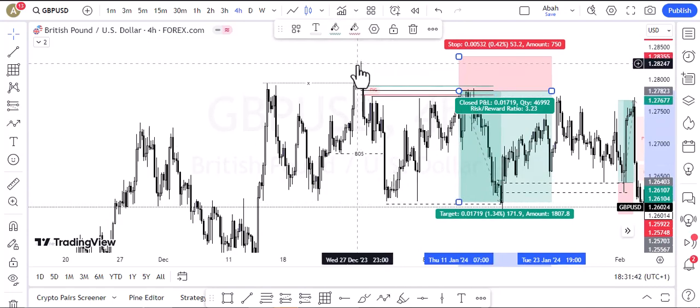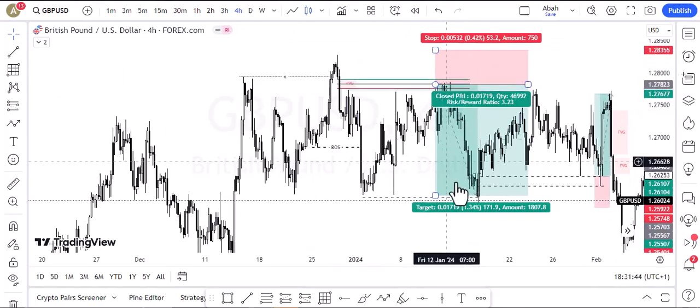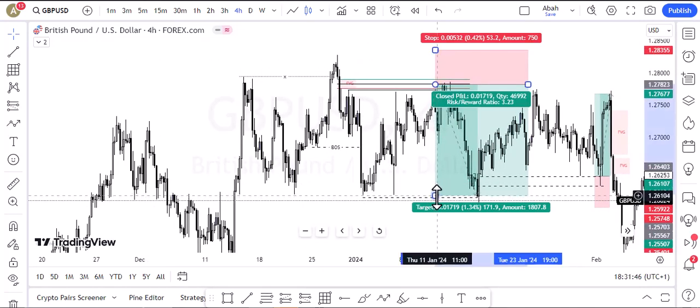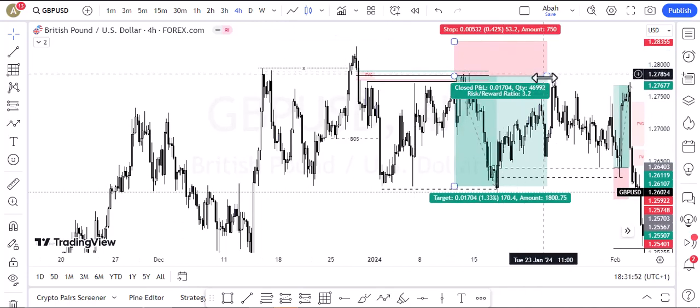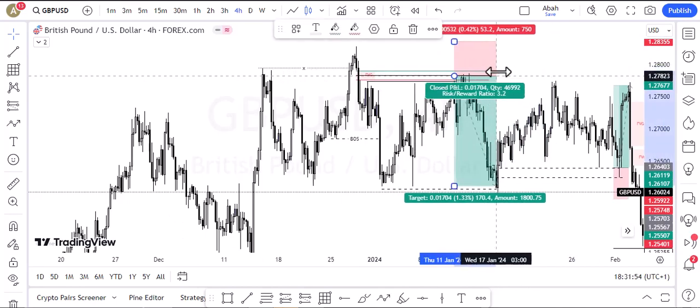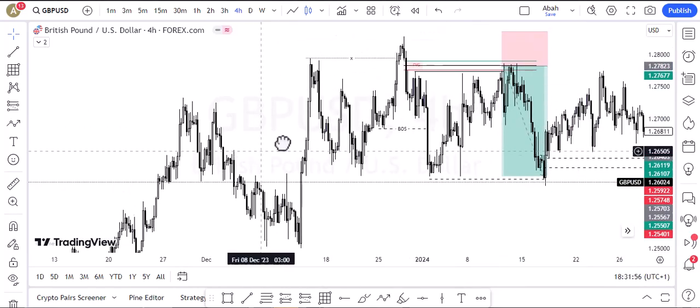Now I cover the high a little bit, and then this is it. This is my trade, guys. You see, it played out. Now this happens a lot. Remember, I say your strike rate is going to be high if you trade like this.